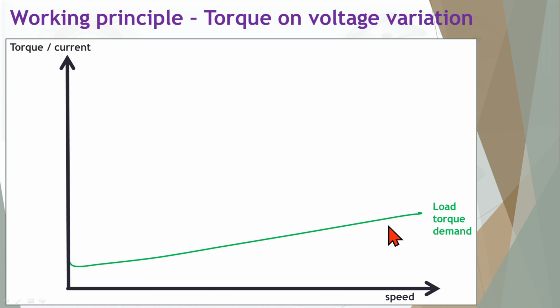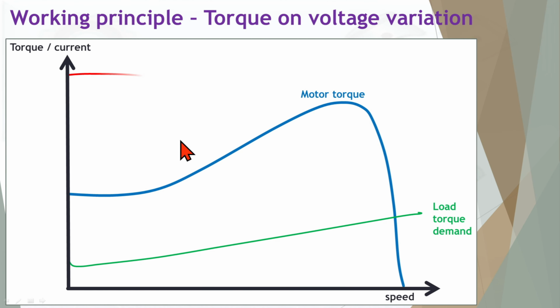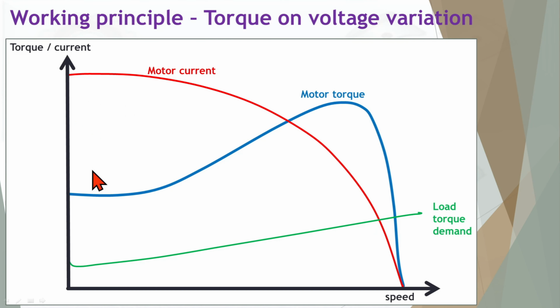Then you supply, let's say the motor rating is 440 volts. So you supply full voltage, then your curve will behave in this way. So this is the full load condition. So your motor torque and the motor current will behave in this way.